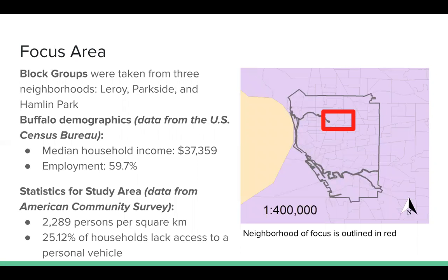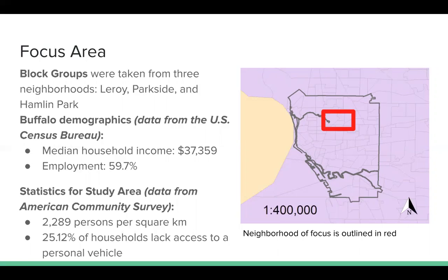Our focus area is a section of North Buffalo located on Main Street and Scajaquada Expressway. Block groups in our study area were taken from three neighborhoods: Leroy, Parkside, and Hamlin Park. To demonstrate the need for community development investment in Buffalo, some economic statistics are here to be presented. The median household income of Buffalo is $37,359, and the employment rate is 59.7%.